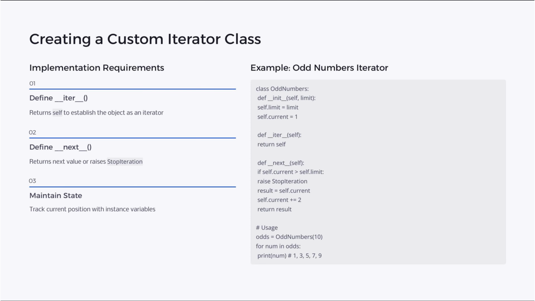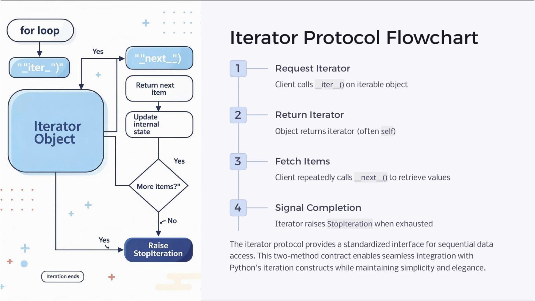Creating a custom iterator involves defining __iter__() to return self, and __next__() to yield the next value or raise StopIteration. Maintain state with instance variables. For example, the OddNumbers class iterates over odd numbers up to a limit, demonstrating how to implement and use a custom iterator effectively. The iterator protocol involves 4 key steps.